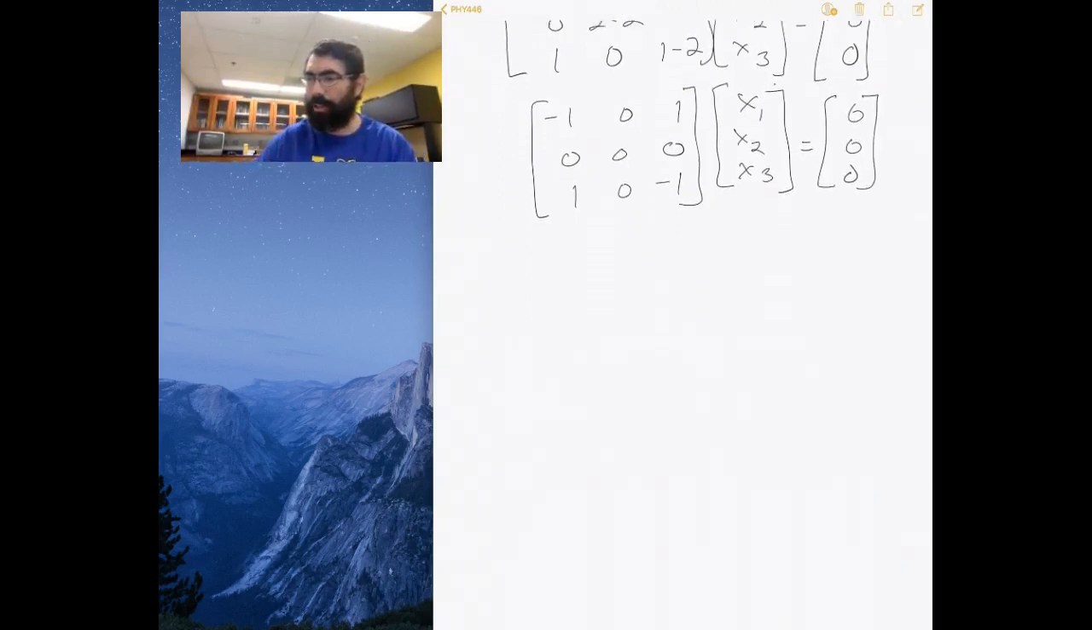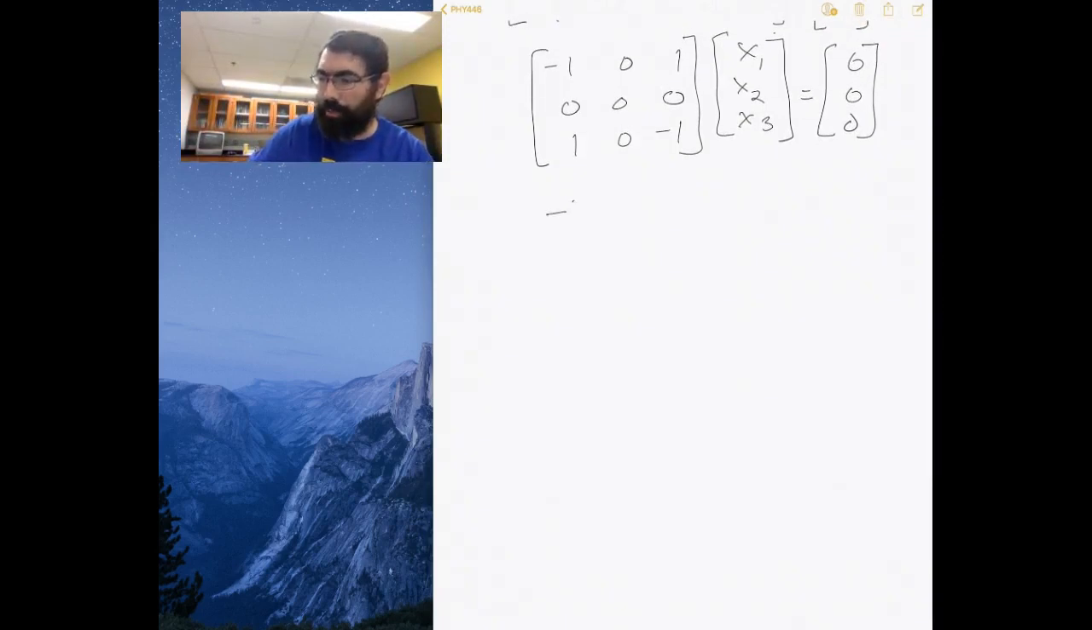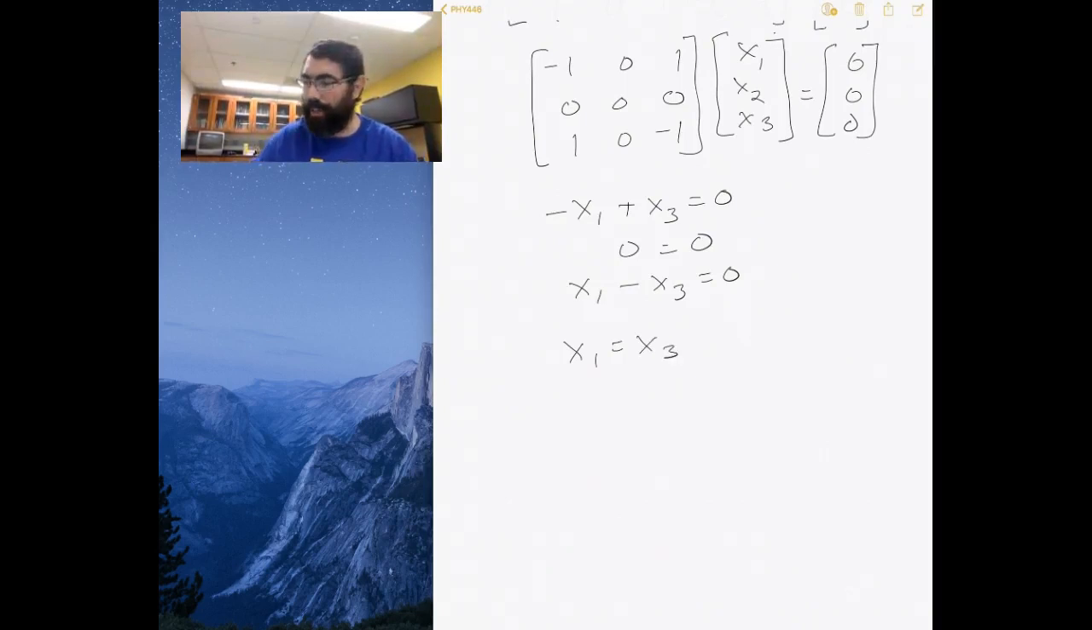Okay, so our three linear equations become minus x1 plus x3 is equal to 0. 0 is equal to 0. So x2 doesn't seem to contribute at all. And x1 minus x3 is equal to 0. So what does that mean? Well, that means that x1 is going to be equal to x3, and x2 is arbitrary. It doesn't matter what the value of x2 is going to be.